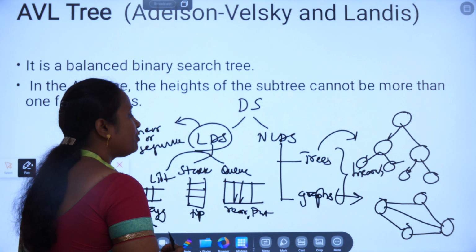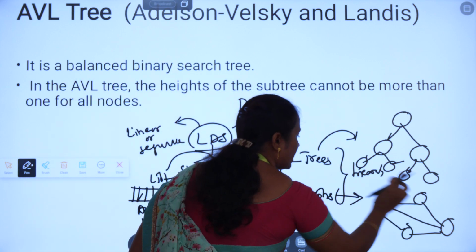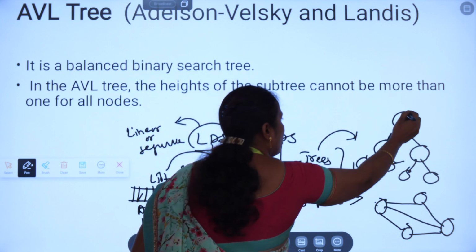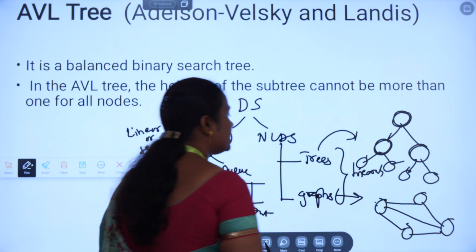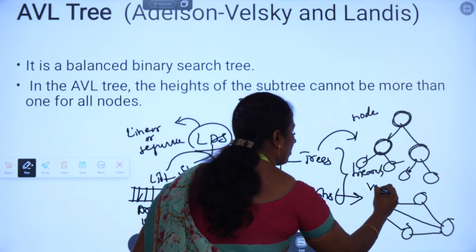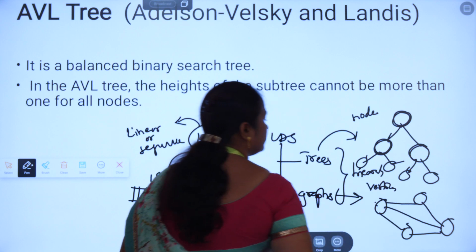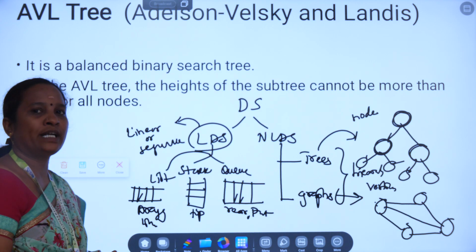In the graph also, we have a relationship between the vertices, from one vertex to another vertex. Here we call all these elements stored in this circle a node, and here we call them vertices. So this is the simple introduction to data structures.